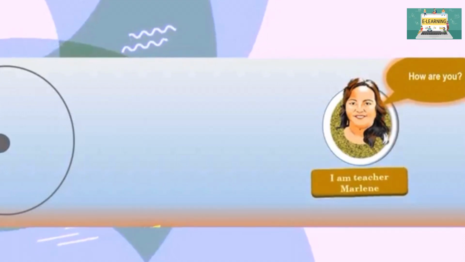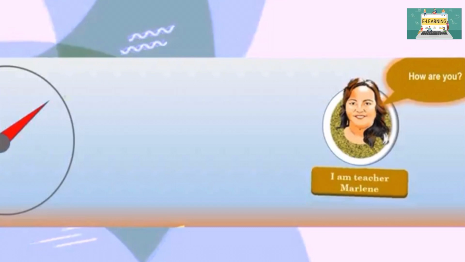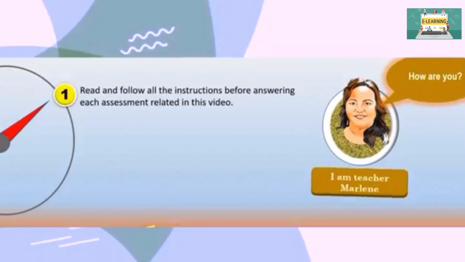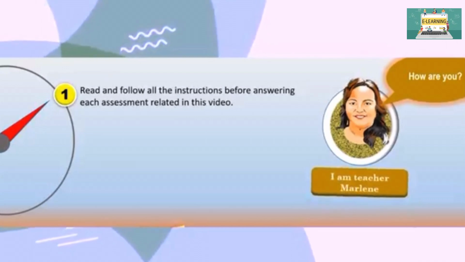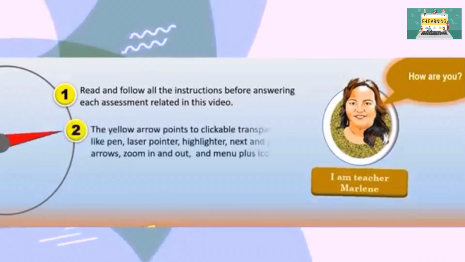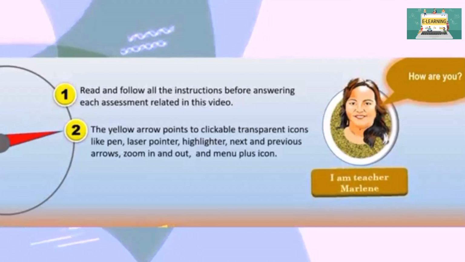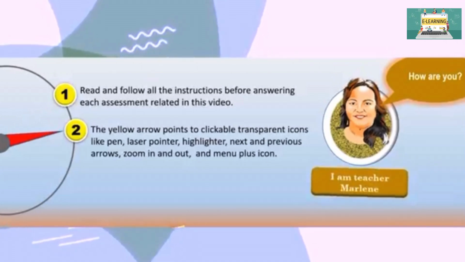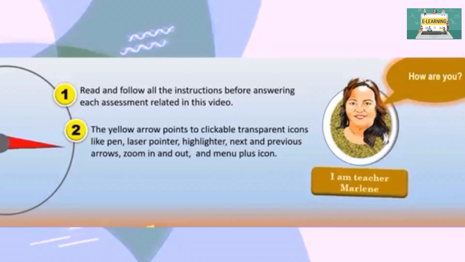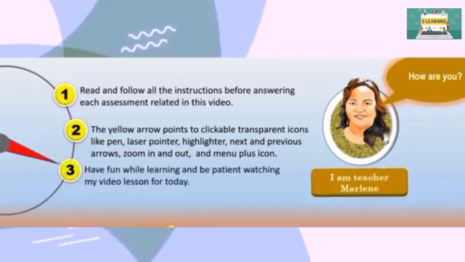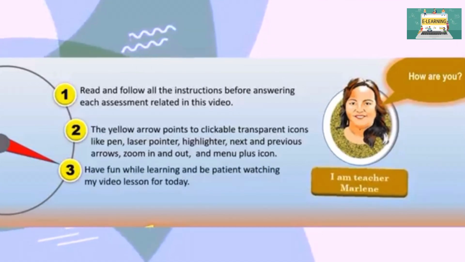Before we begin exploring the lesson, I need you to, number 1, read and follow all the instructions before answering each assessment related in this video. Number 2, the yellow arrow points to clickable transparent icons like pen, laser pointer, highlighter, next and previous arrows, zoom in and out, and the menu plus icon. And number 3, have fun while learning and be patient watching my video lesson for today.